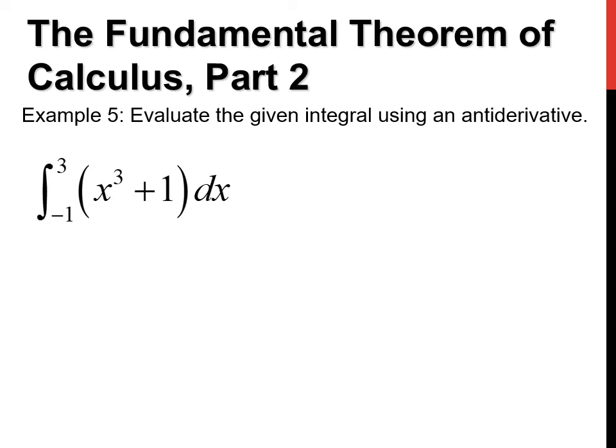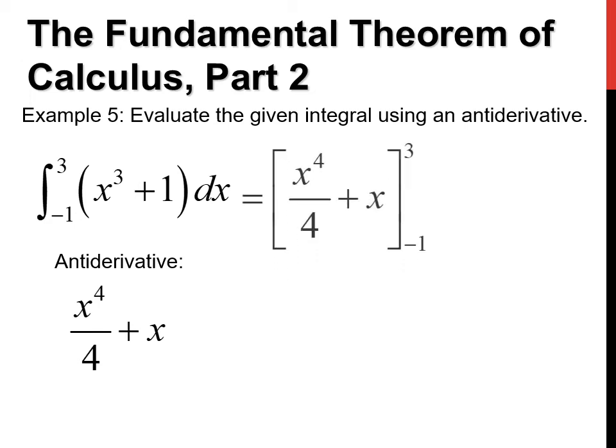Integrate x cubed plus 1 dx from -1 to 3. We are integrating a polynomial function, which we are very well familiar with. The integral of x cubed plus 1 is x to the power of 4 divided by 4 plus x. And we have to integrate this one from -1 to 3.